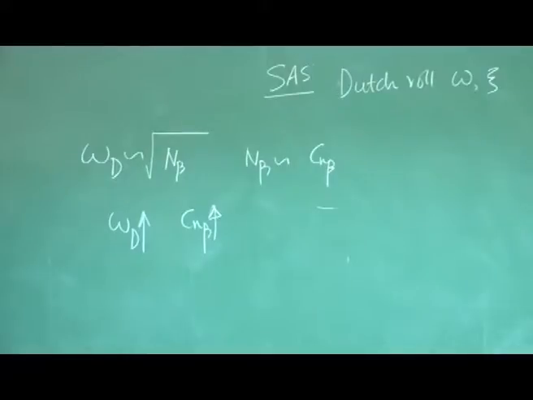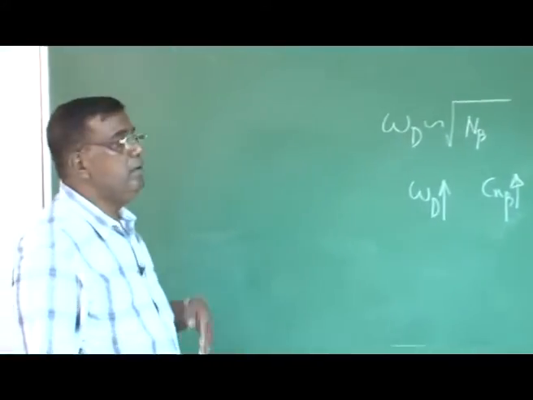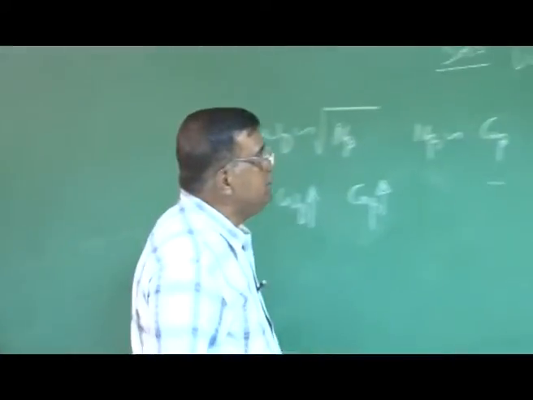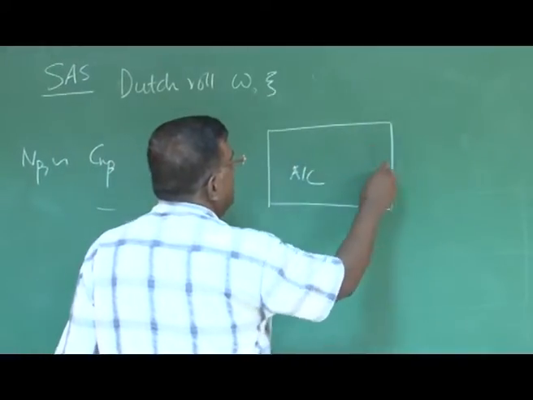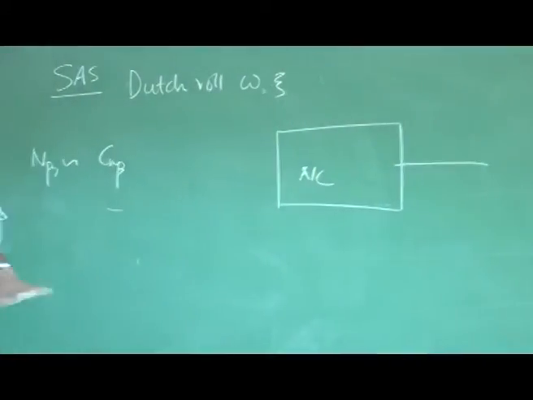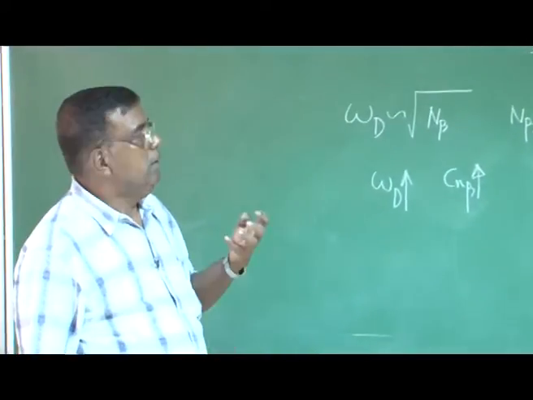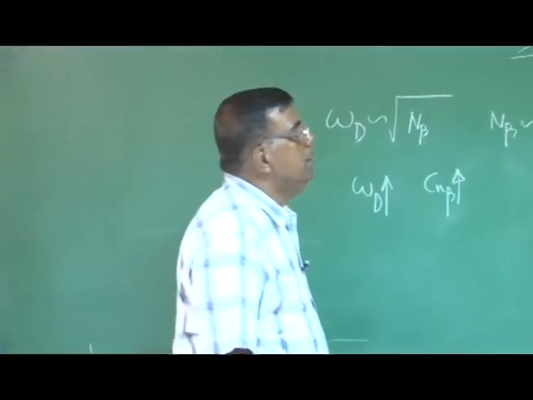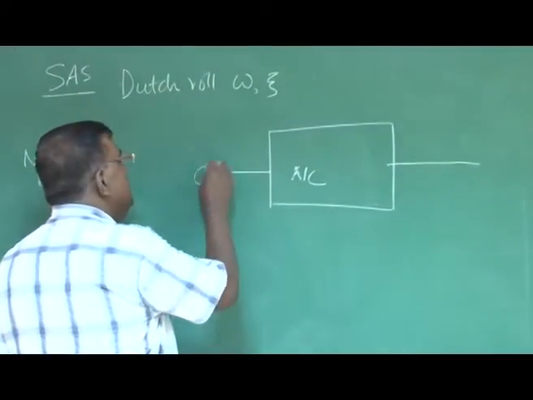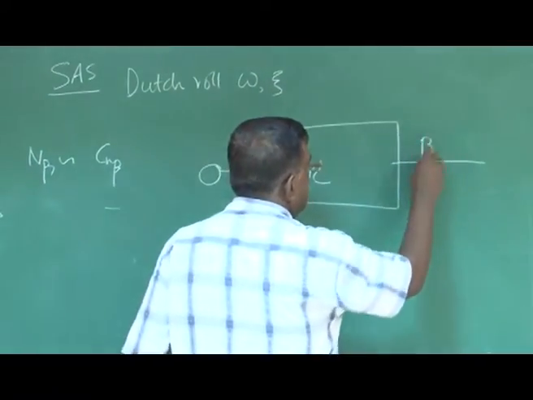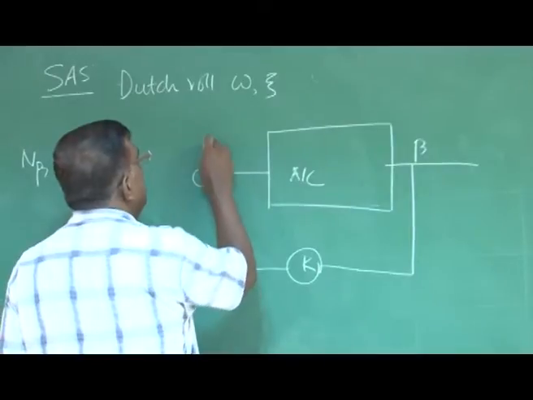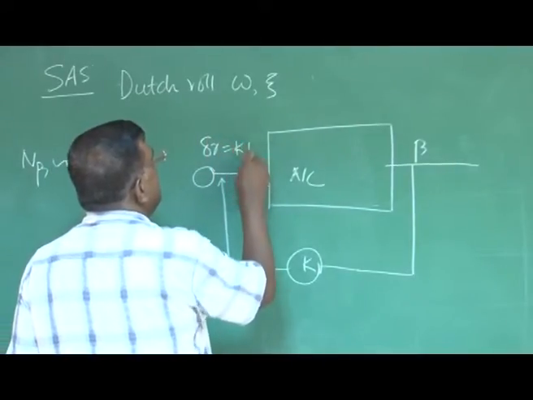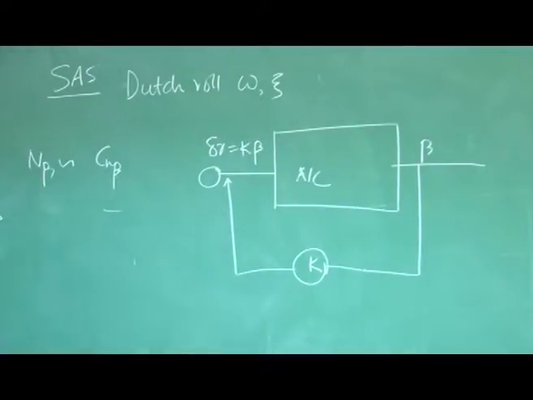Remember, for longitudinal natural frequency, we have to increase the Cm alpha. So what should be the logic here? You have the airplane, and all this yawing motion, we are attributing authority to the rudder. Let's say I am tapping beta, I am multiplying by a gain, and I am deflecting delta R proportional to beta.